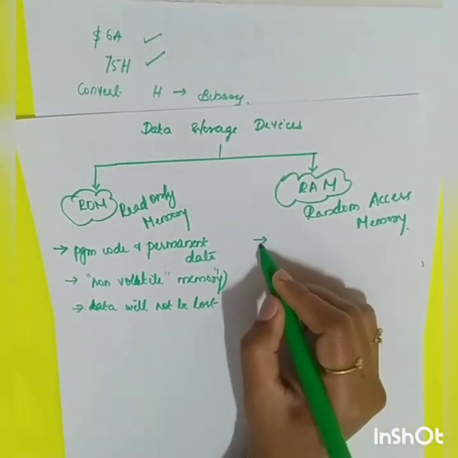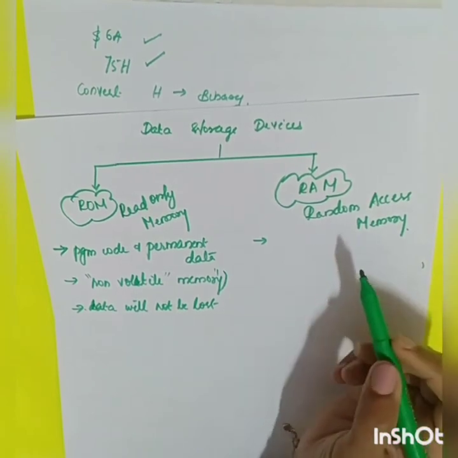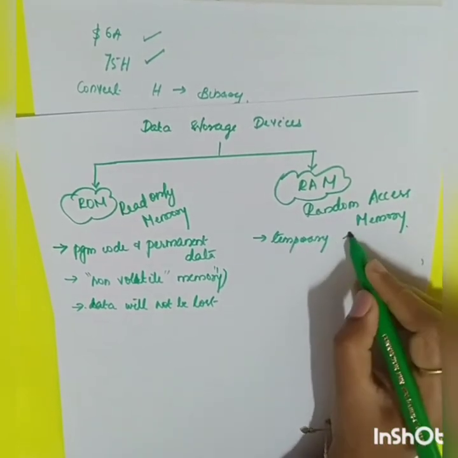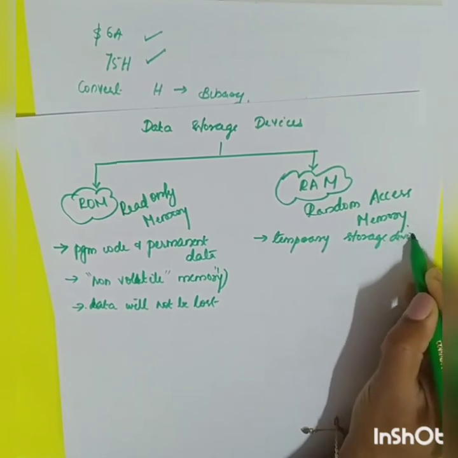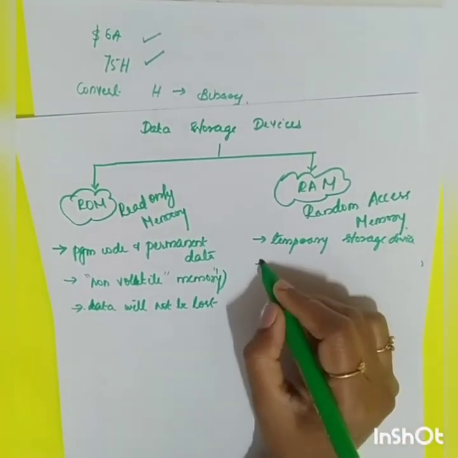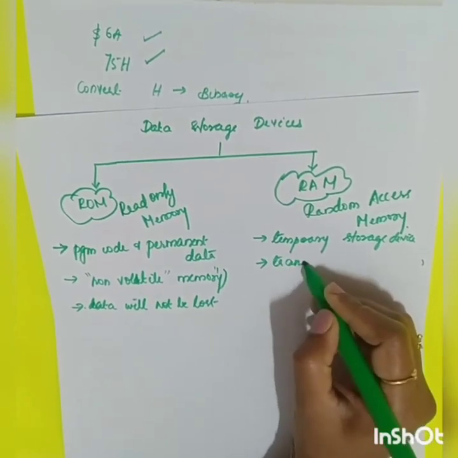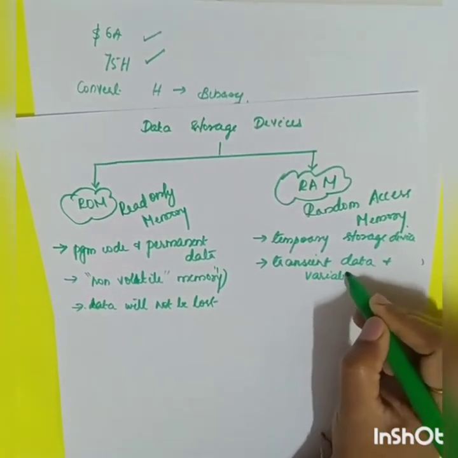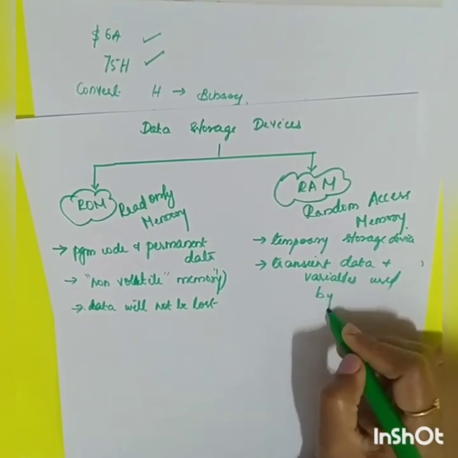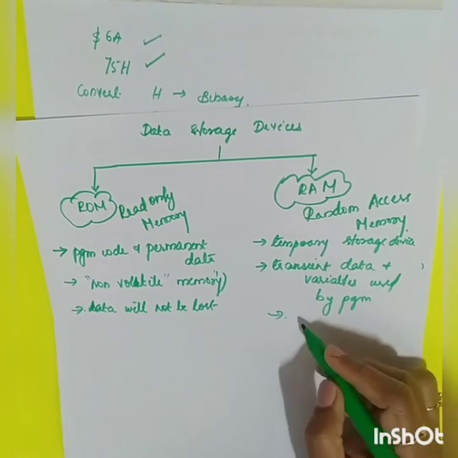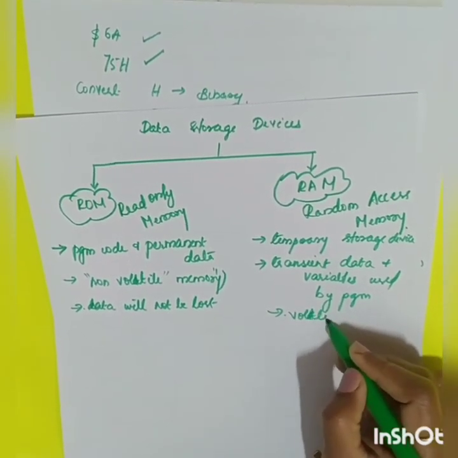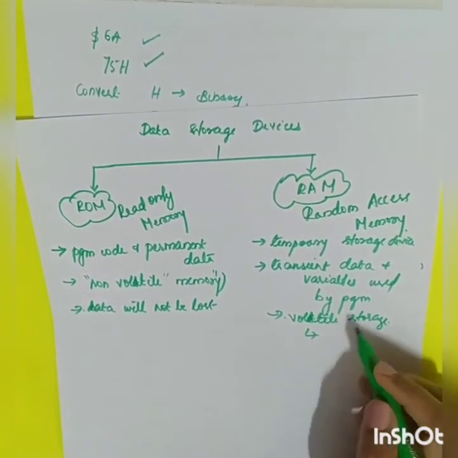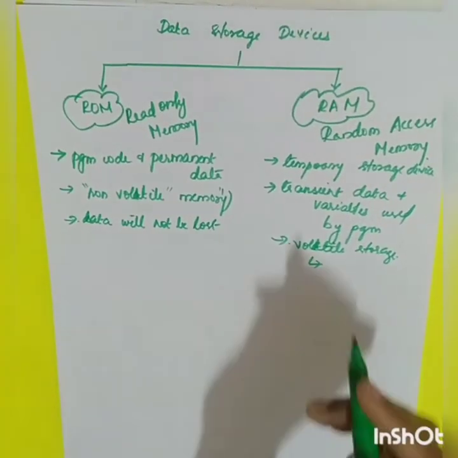Okay. So what is meant by random access memory? The opposite to that of your read-only memory, right? It can also be called a temporary storage device, or it stores the data for a short time period. It consists of the transient data and the variables used by the program. So it can also be called by another name, volatile memory, or volatile storage device. Why? Once your power supply is switched off, your data will be lost.